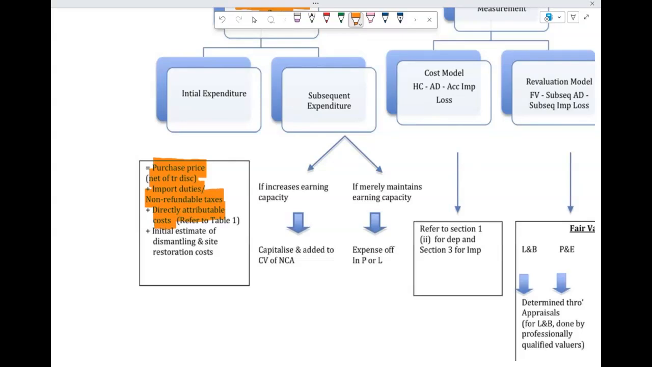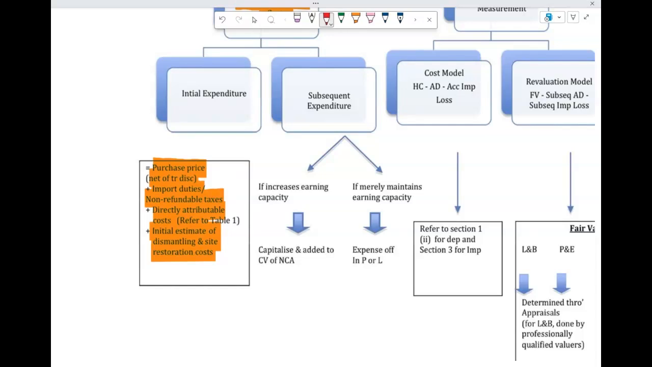What are some of the directly attributable costs? You bought the machine. Okay, so you paid the purchase price. What else do you need to incur? Installation, very good. Testing costs, very good. Professional fees, yep. Okay, and also the delivery inwards, the cost of transporting the goods. Okay, what else guys? Site restoration, that's this one. Estimate of the dismantling and site restoration.